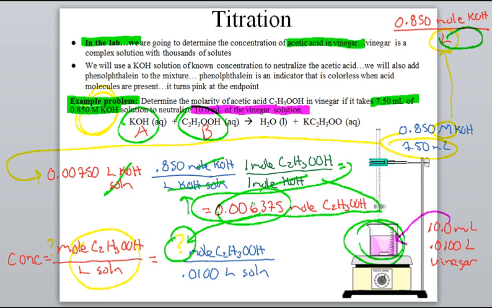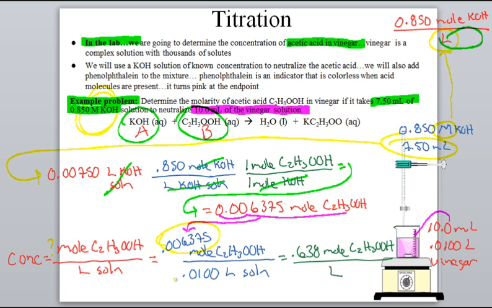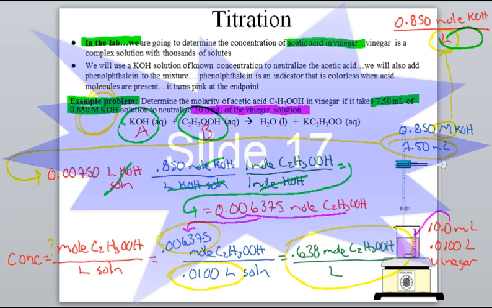So plug that number into here, and that'll give you moles per liter. That'll give you molarity. That'll give you concentration. Plugging in that number, dividing it by the volume, the molarity is 0.638 moles of acetic acid per liter of solution. Note, if you want to write it 0.638 big M acetic acid, that's perfectly fine. Okay, let's go do a practice problem on our own.